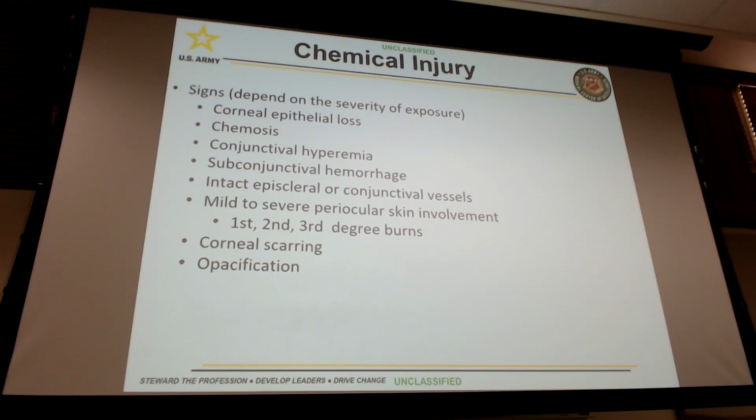If you're concerned about signs, if you don't believe a patient, you may see some corneal epithelial loss, some staining. Chemosis, again, is swelling of the conjunctiva. Redness on the conjunctiva, you may have a subconjunctival hemorrhage. And the worse that these burns are, the more pronounced the opacification of the cornea is going to be.